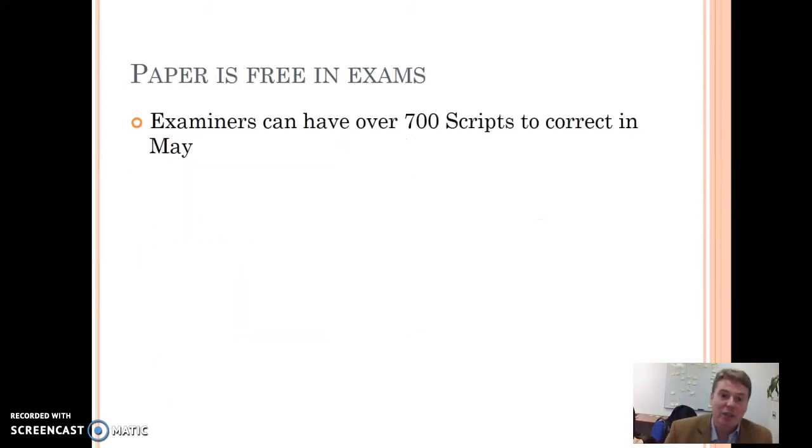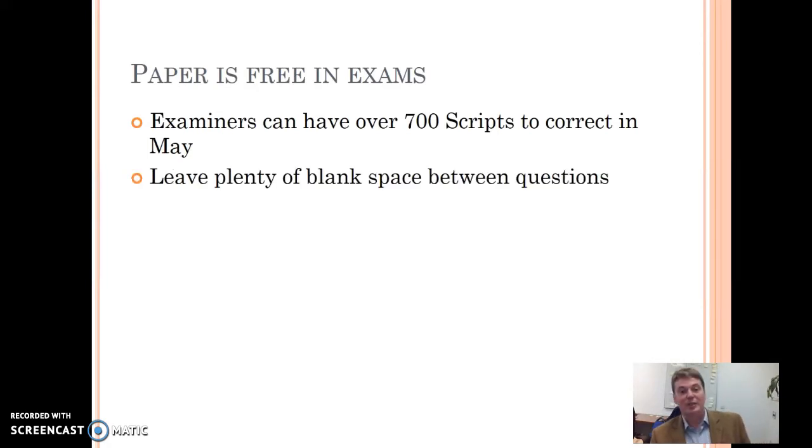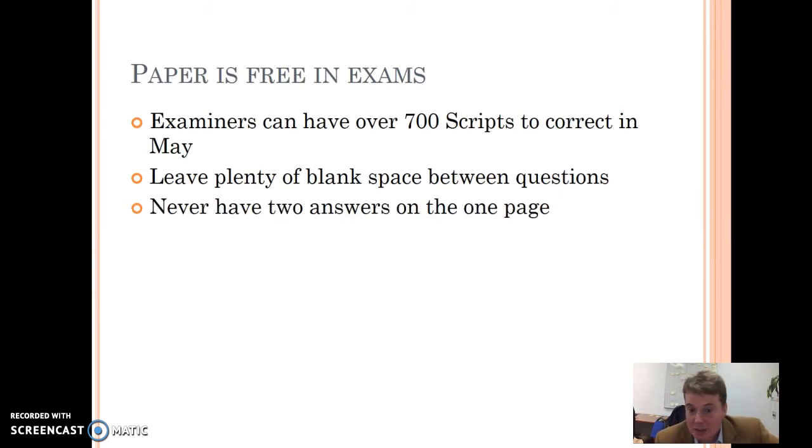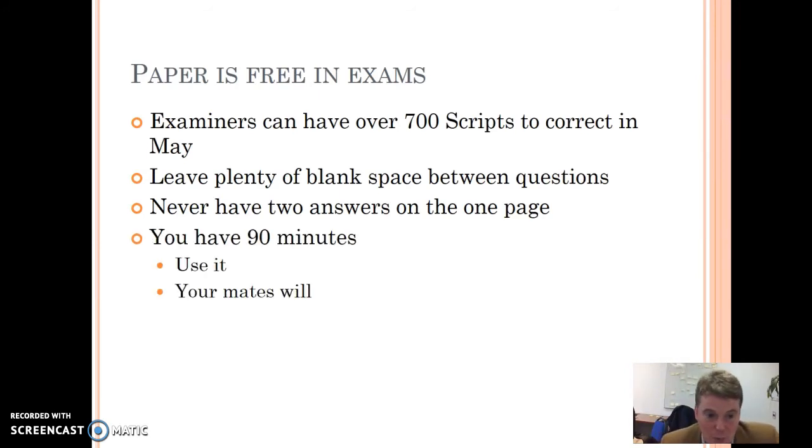So something to remember is that paper is free in exams. Examiners can have huge numbers of scripts to correct, so leave plenty of space between answers. Make it easy for the person. Leave that blank space so that the examiner knows you're on a separate question, but it also gives you the opportunity, if you run out of time and then you come back to finish a question later, that the space is there, so you're not saying please turn over to page 9 or rest of answer in next booklet. That just makes it hard to follow. Never use two answers on the same page. It can be a little bit confusing.